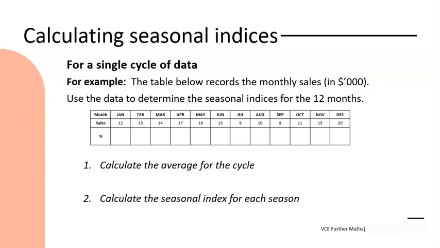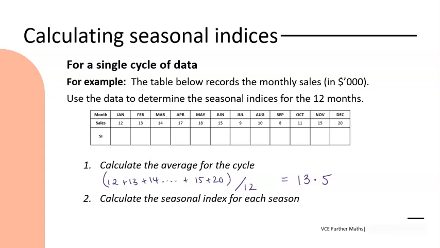If it was just one missing, that would be a nice easy job. In this case though, I need to go through the steps of calculating. So firstly, I calculate the average for the cycle. That means I'm going to take all of these sales values and add them up. So literally 12 plus 13, 14, and so on, up to the values for November and December. And then I would divide all of that by 12. When I do this, I get a cycle average, or a yearly average in this case, of 13.5.